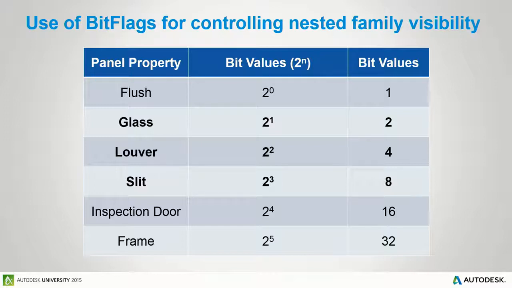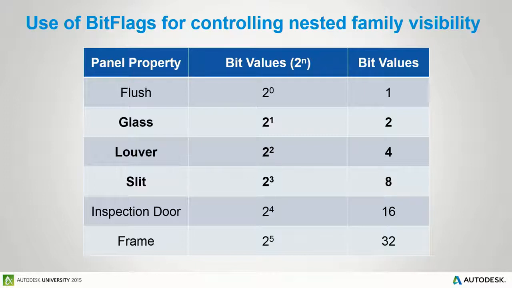Looking at the table here, we list here the properties of the door panel, which is here. And we assign each of them a number which is a power of 2. So here are our powers of 2: to the 0, to the 1, to the second power, to the third power, and then there are bit values here.